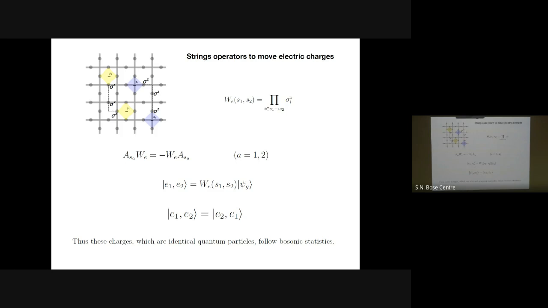So this is for the AS excitation, the excitations that live at the sites of the square lattice. Questions?